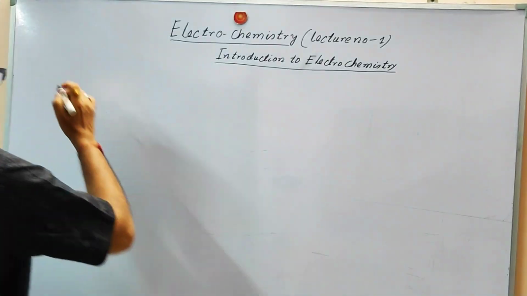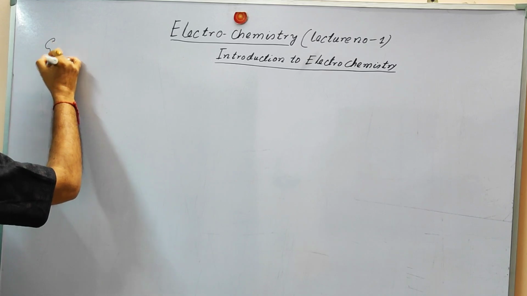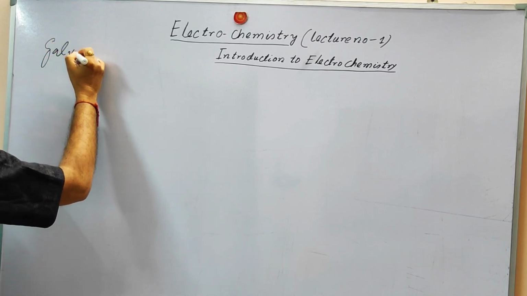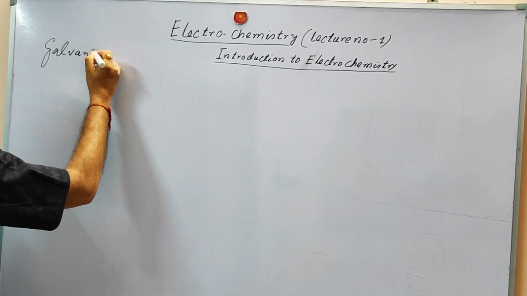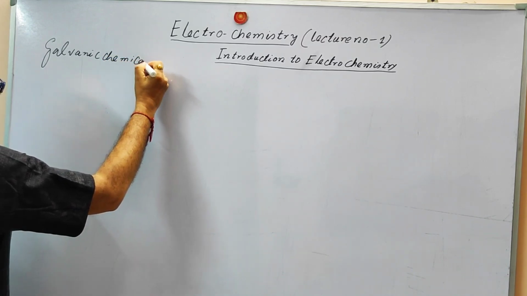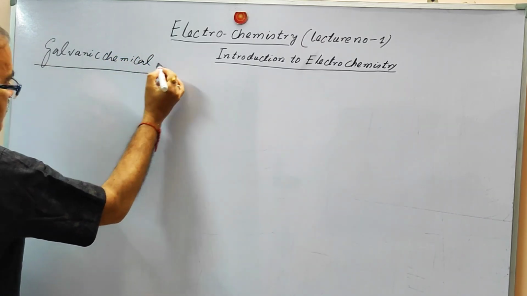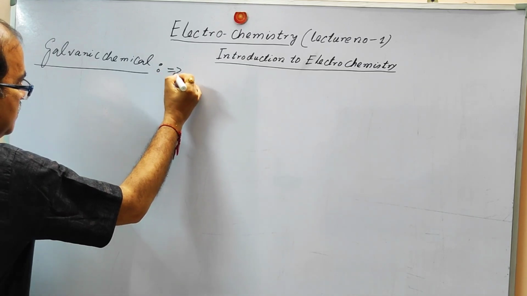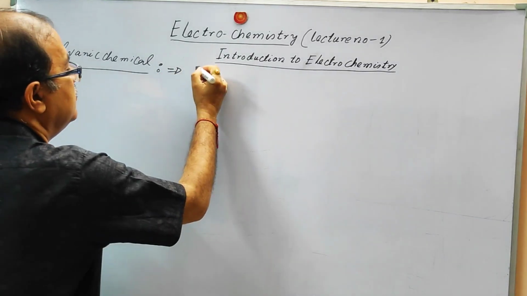So now we are going to discuss the galvanic cell. A galvanic cell is basically an electrochemical cell, and one example of this galvanic cell is the Daniell cell.